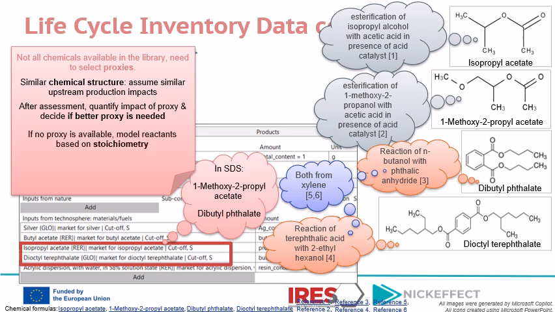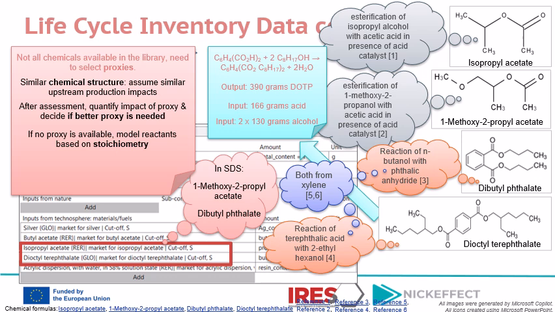Of course, it is also possible that you cannot find a suitable proxy based on chemical structure. So then what you could do is to model the production of the chemical you're missing based on its stoichiometry. So in this case, for this compound, I can see what reaction is used to produce it. And therefore, in order to model those 390 grams of product output, I will simulate that as the sum of the inputs of chemicals needed for its production, so the 166 grams of acid and the 260 grams of alcohol for its production.